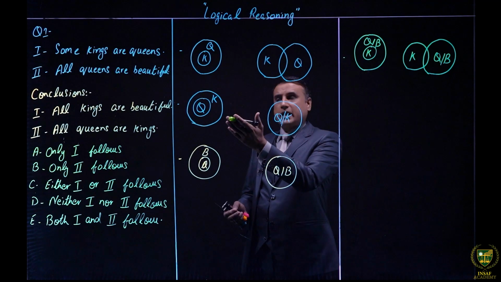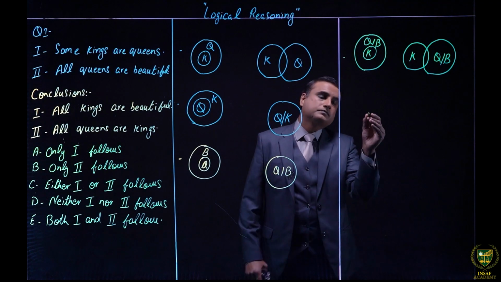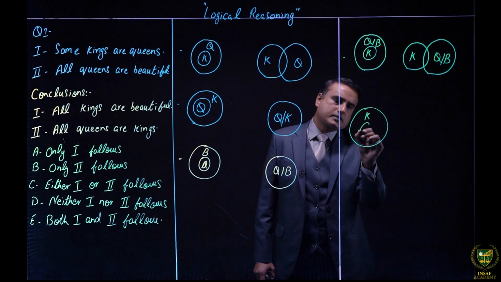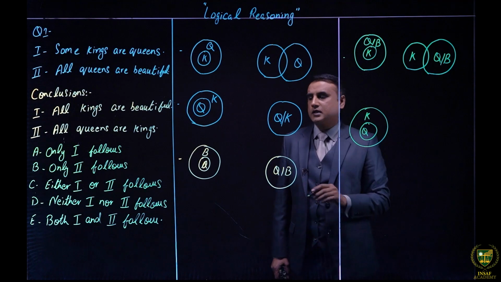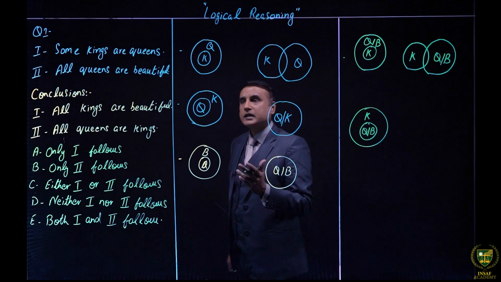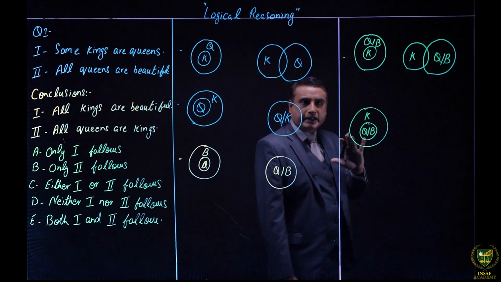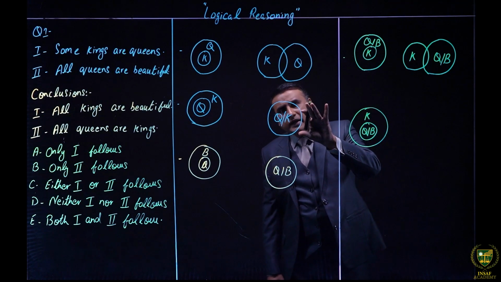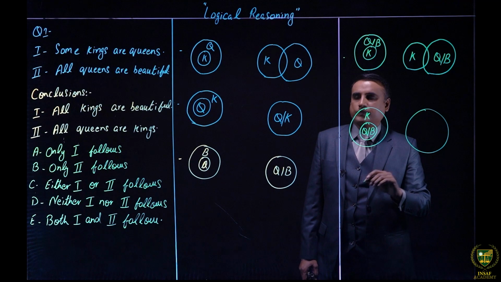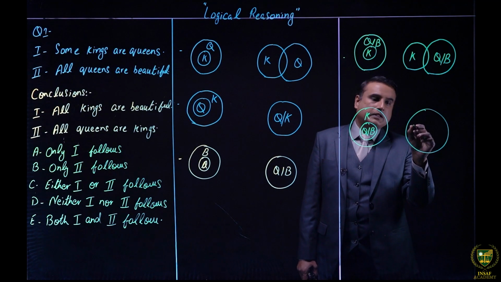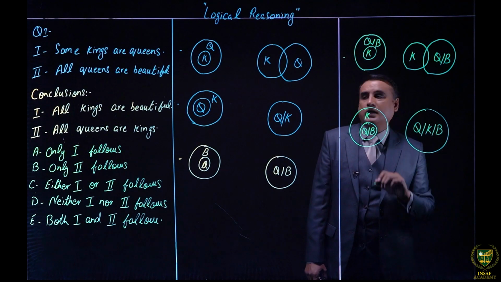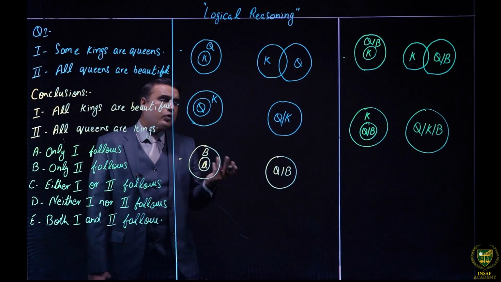Now let's try to combine figure 3 with this one. That is, these are the kings and these are queens. And we know that all queens are beautiful. So again, no condition is violated. Here it is very clear. Now I'm combining this fourth figure with this one. That is queen, kings, and beautiful. Yes, that is okay with it.